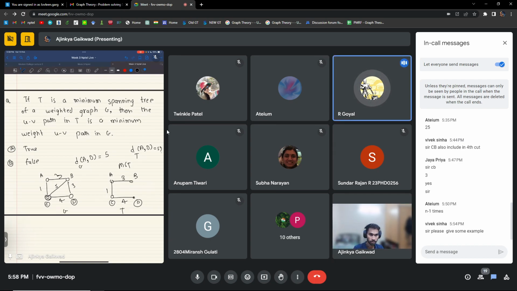I think this is true, because whenever we select an edge crossing the cut, we take the lightest one. In this greedy approach, we will definitely have the shortest path between any pair of vertices. Okay, so this is one answer.